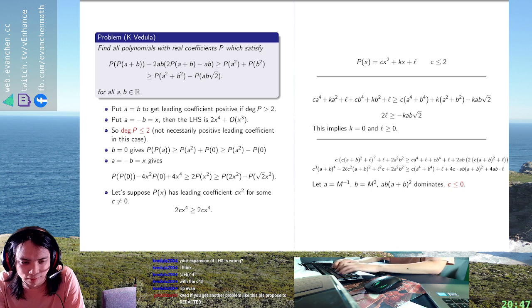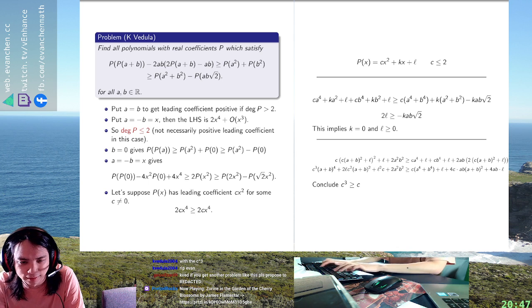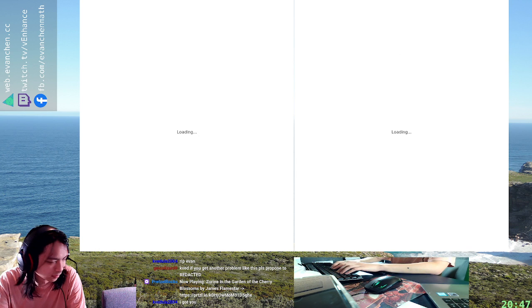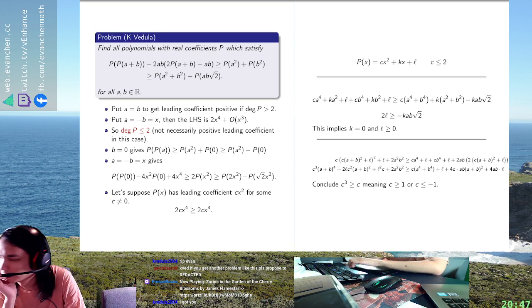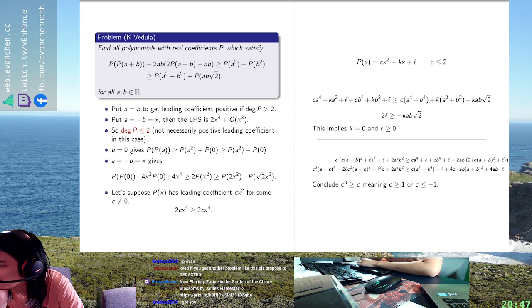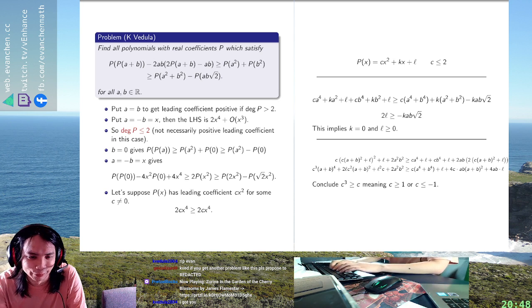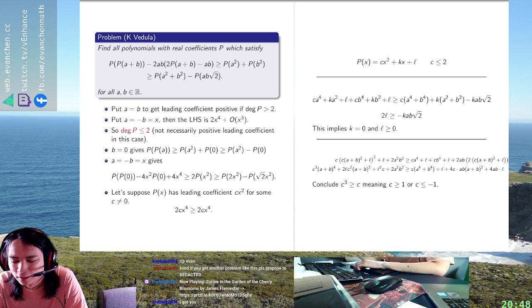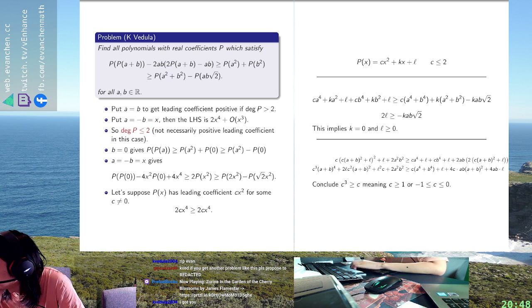Okay, when is that true? Meaning C at least 1 or C at most -1. I hope. Wait, C cubed, C squared. No, that's not what it means. No, C between -1 and 0. There we go. Which I guess is better than what we had before.